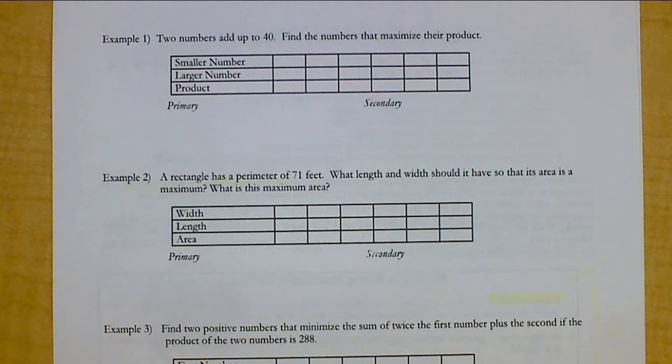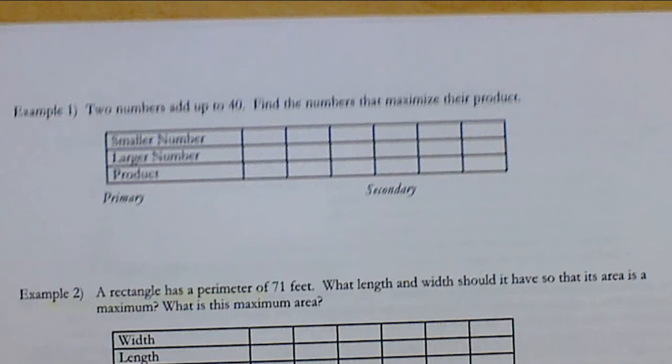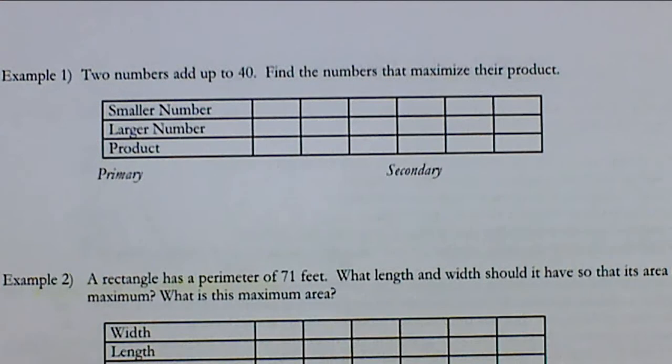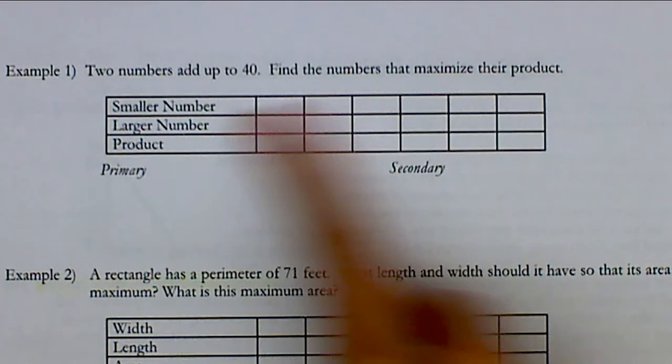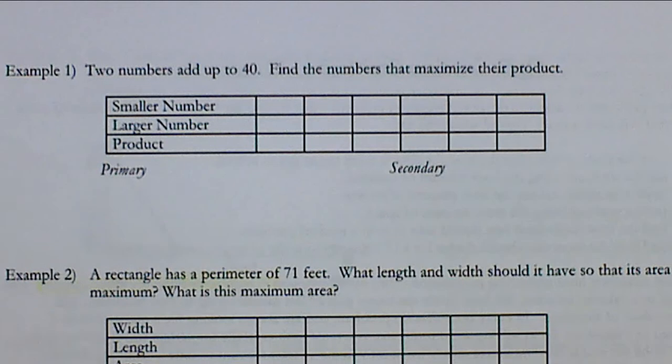So example 1 says find two numbers that add up to 40. We need to find the numbers that maximize their product. So this table, this is like how we would find trends.